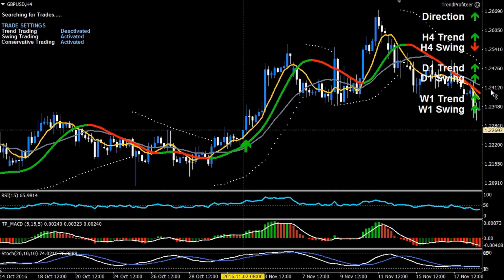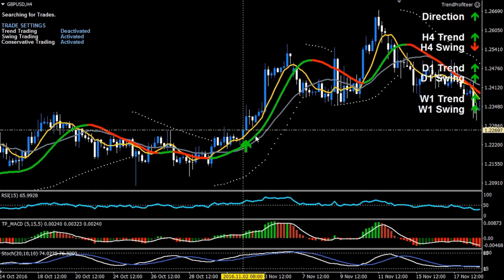And you can see here, to start off with, we need to have an upward direction on the overall trend direction. The only way to achieve that is to have 4 or more of these high time frame indicators pointing up. In this case, we have 5 out of 6 pointing up.